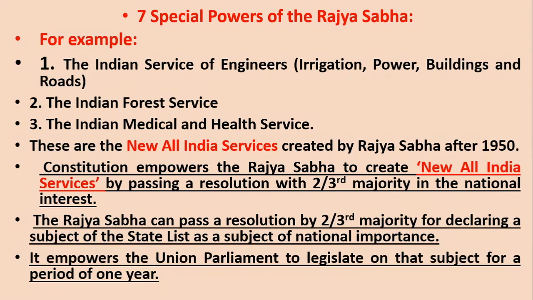Now, I will talk about the special powers of Rajya Sabha. Means these powers are not enjoyed by the Lok Sabha. The example is the Indian services of engineers. The examples like irrigation services, power services, buildings and road services. These are the national level examination. Okay. The Indian Forest Service, the Indian Medical and Health Service. So these are the new All India services created by Rajya Sabha after 1950.